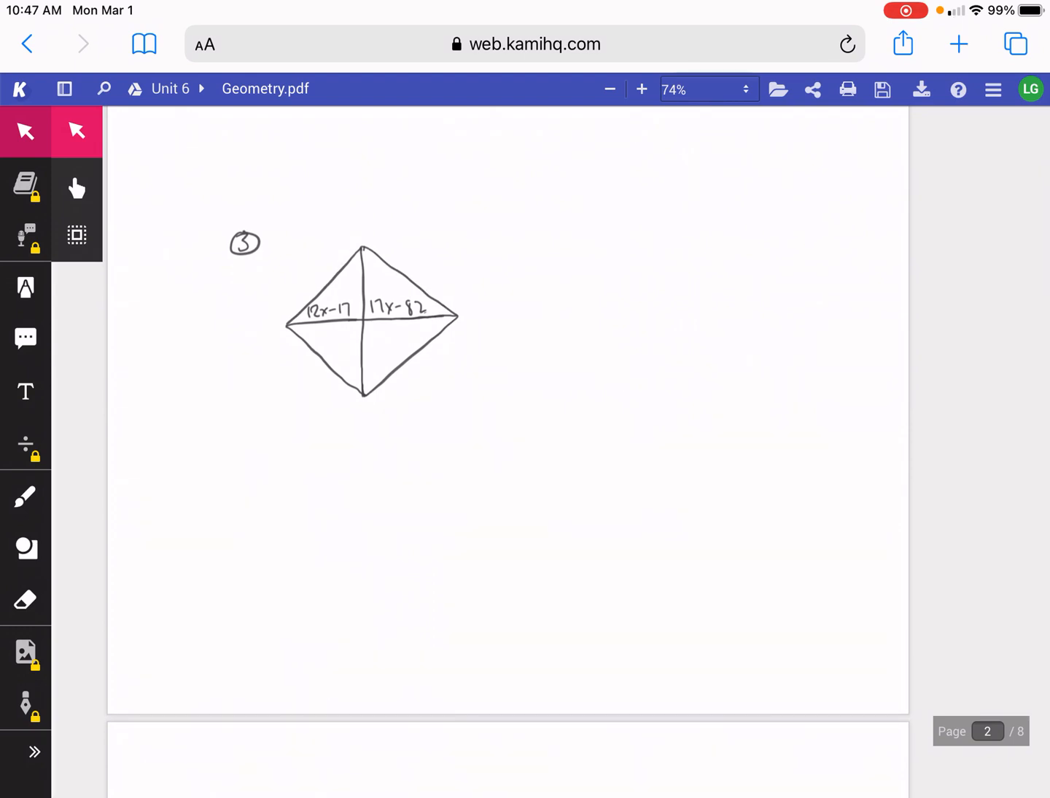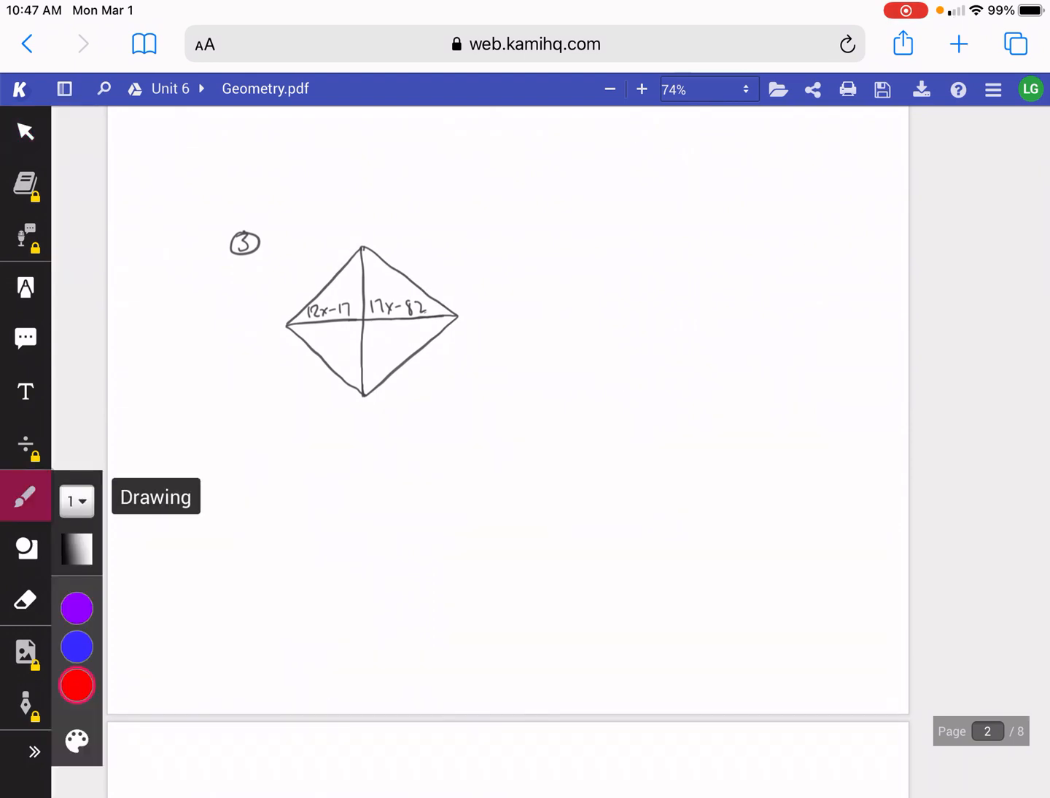Here we have another parallelogram, and what we learned about these are that the diagonals bisect each other. That means that this side and this side of the diagonal are congruent. So 12x minus 17 is equal to 17x minus 82, and we can solve for x.